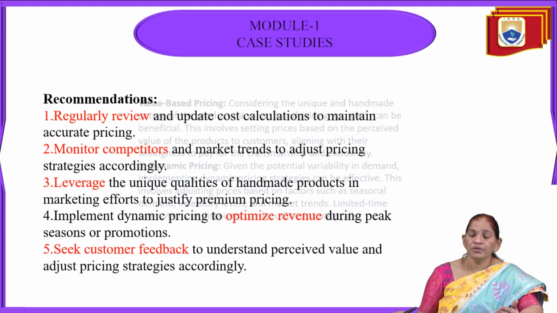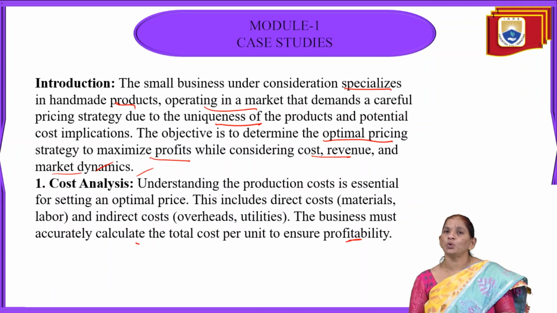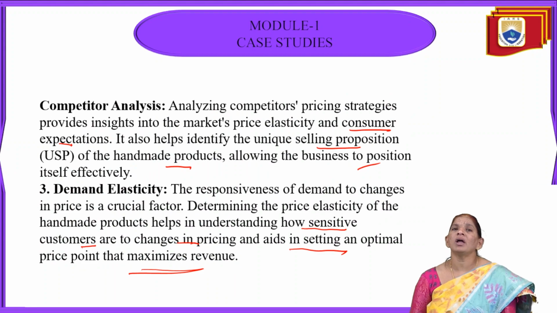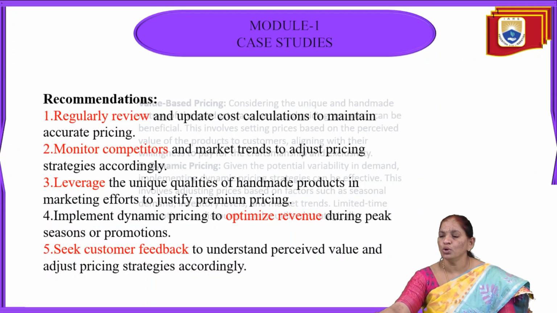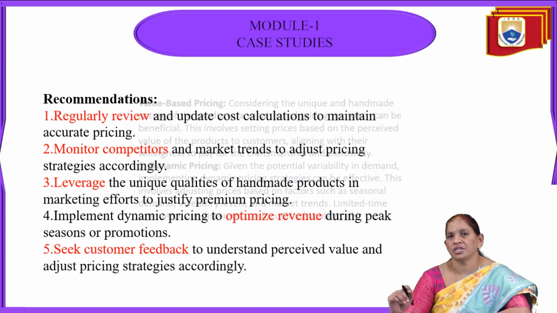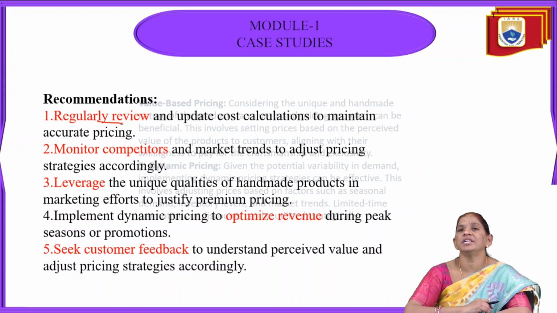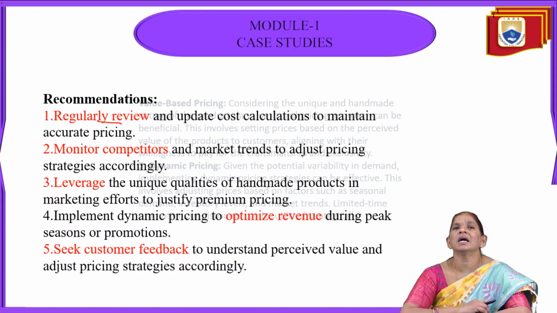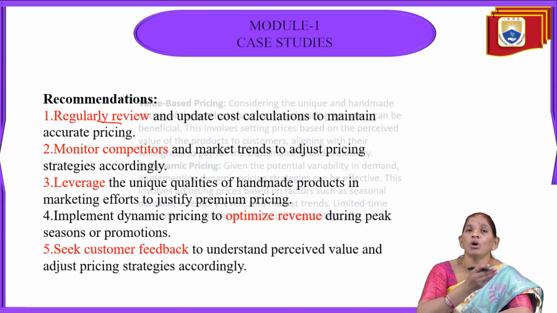And next, these are the recommendations which have been provided relating to the optimal pricing strategy. Along with this analysis, we have some recommendations which lead to a good optimum pricing strategy. The first recommendation was regular reviews and updates relating to the cost calculation and maintaining an accurate pricing system. Regular reviews and updates must be there. With past data or outdated data, we can't take decisions.